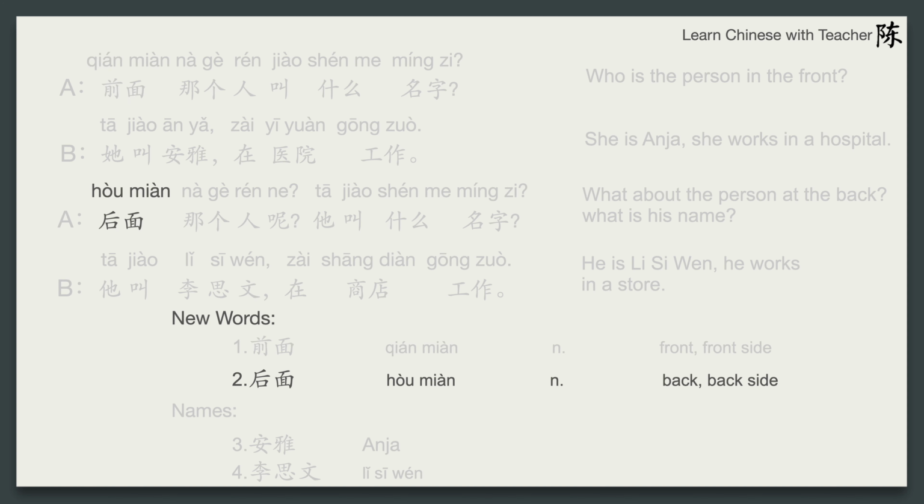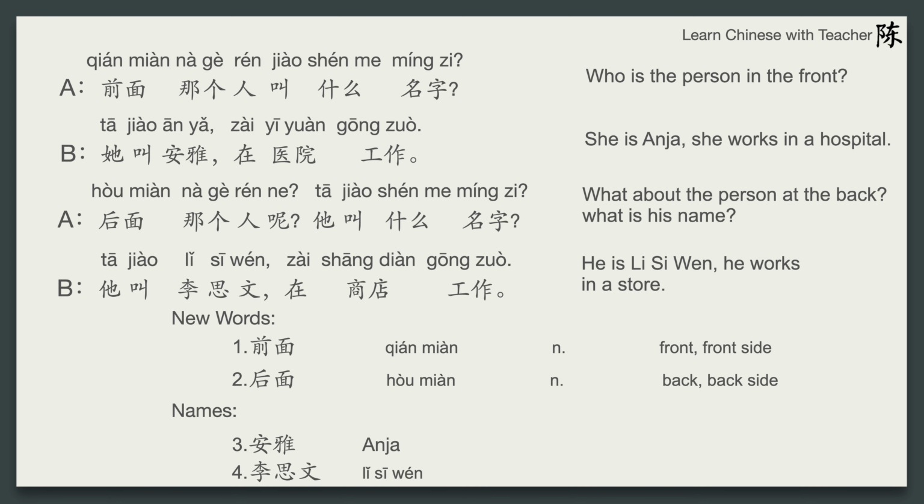后面 is also a noun, means back or back side. 安雅 is a name. 李思文 is also a name. This conversation is about how to ask names and professions of somebody.